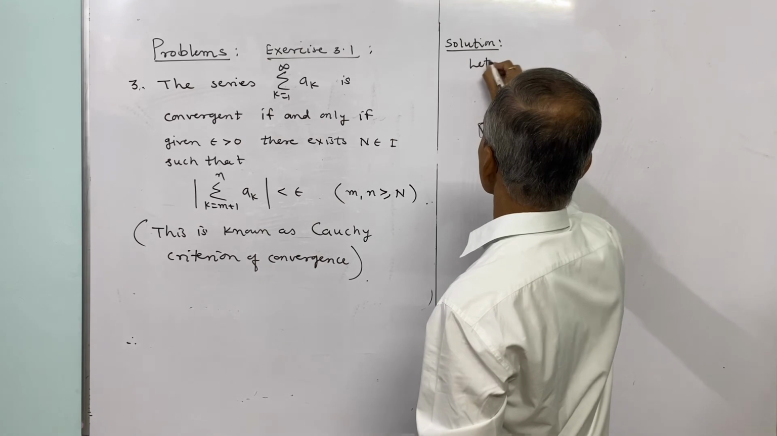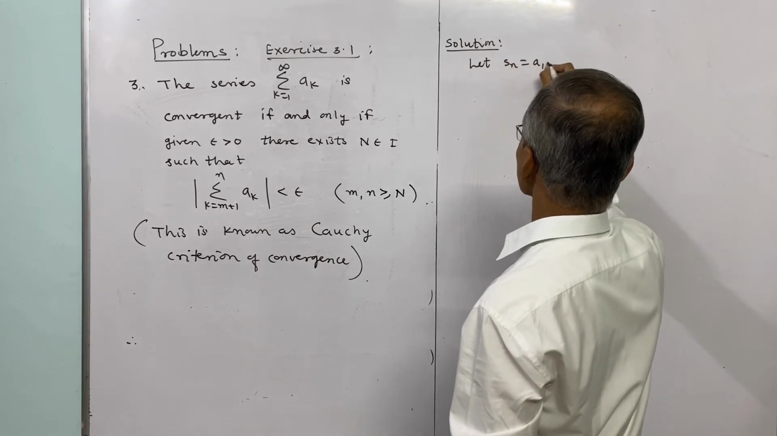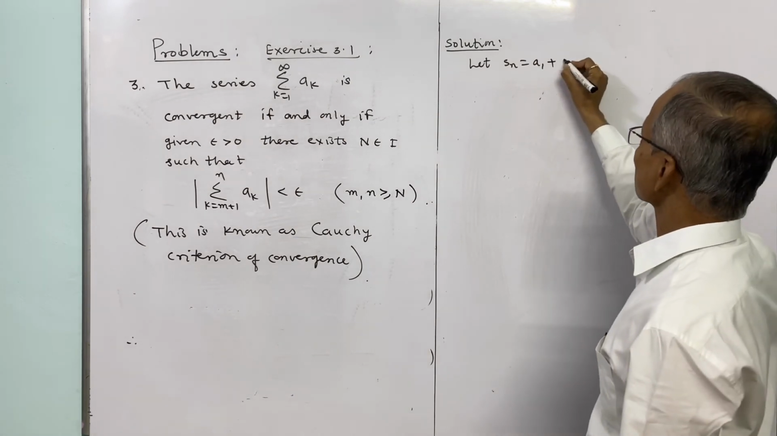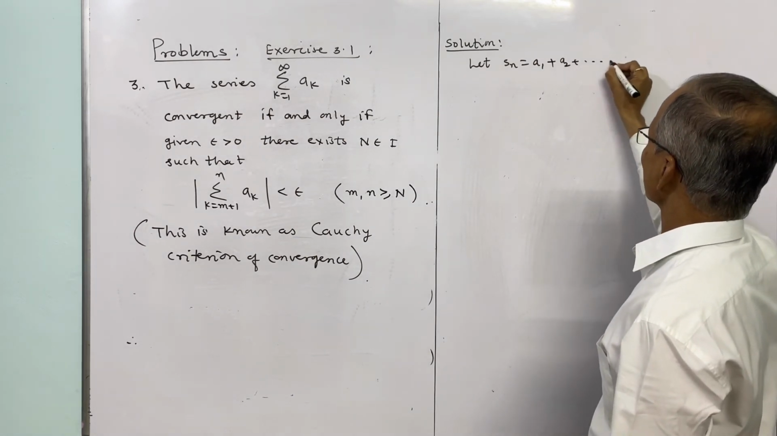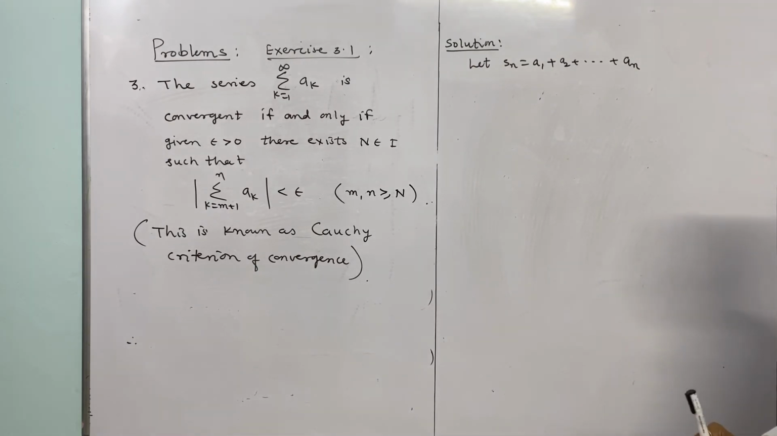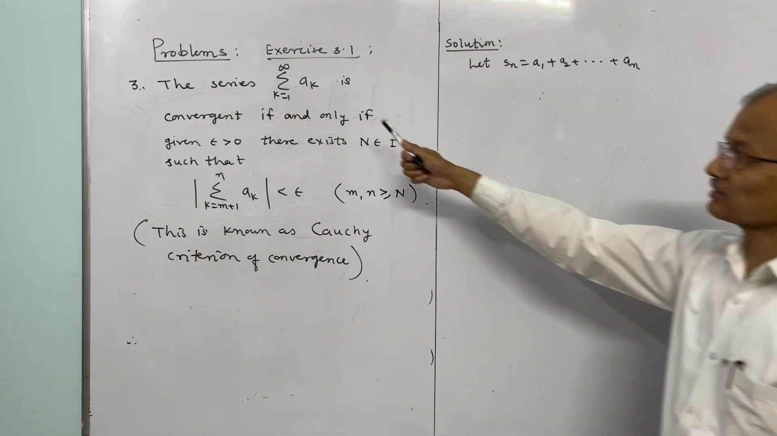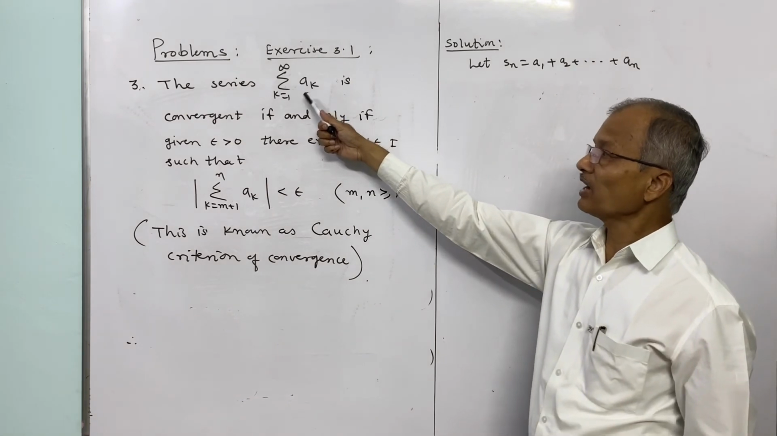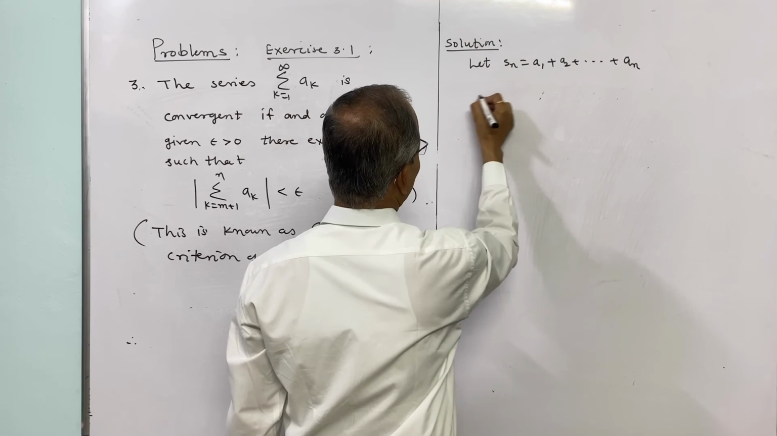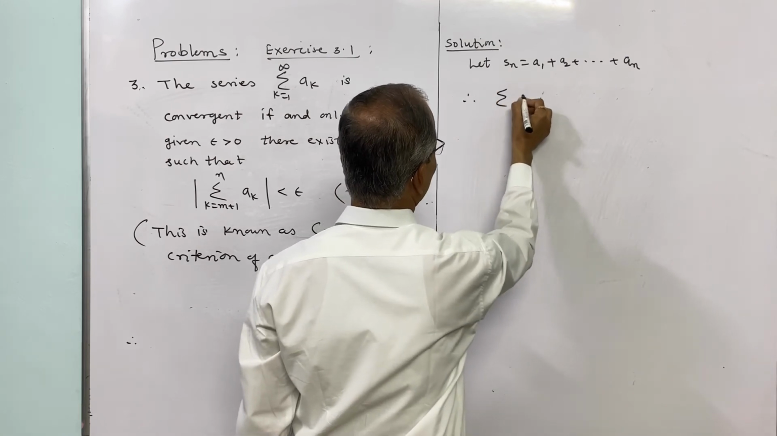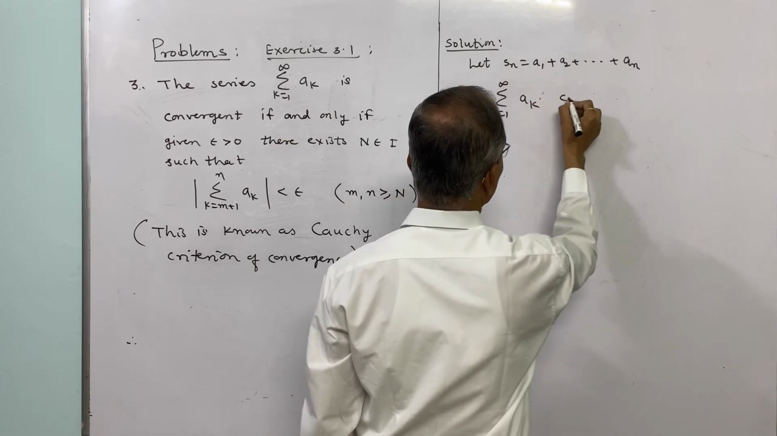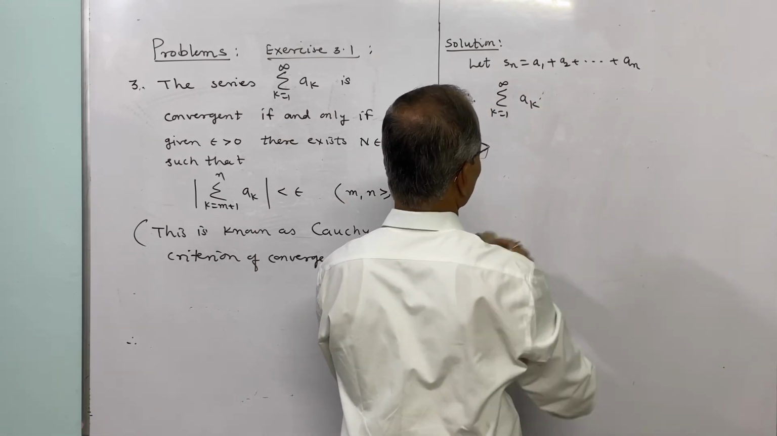Let Sn be the sequence of partial sums, which means Sn is a1 plus a2 up to an. Now we first consider that the series sigma ak is convergent. What will this imply, and what is it implied by?